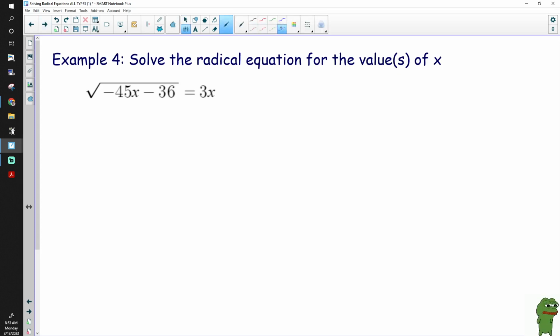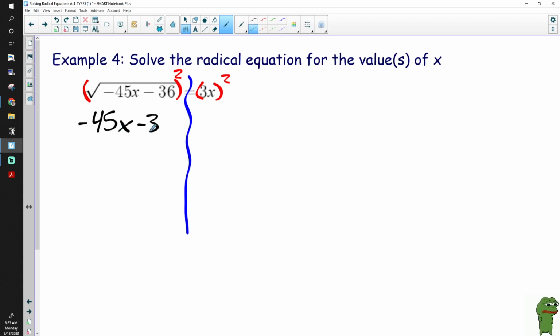Same thing. We get rid of our radical by squaring both sides. Square the left, square the right. When we square the left side, we drop everything down. Negative 45x minus 36 equals, this is the tricky part, 3x squared becomes 3x times another 3x would give us 9x squared.